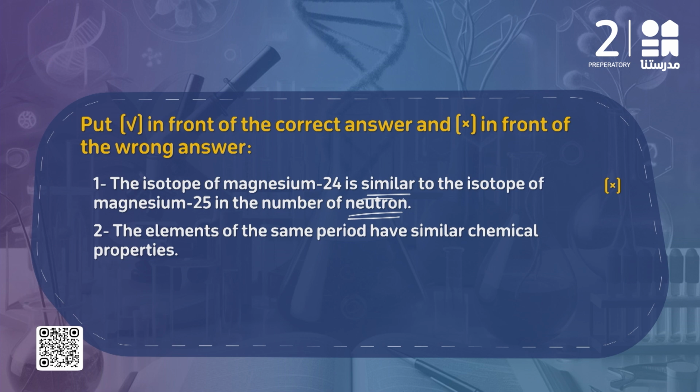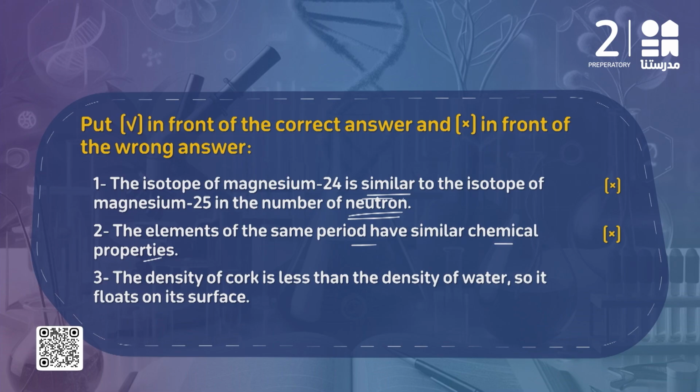Question number 2 says: the elements of the same period have similar chemical properties. Of course this statement is not correct, because every element has its own physical and chemical properties, even if it's a metal, non-metal, metalloid, inert gas or noble gas. Every element has specific features that distinguish it.